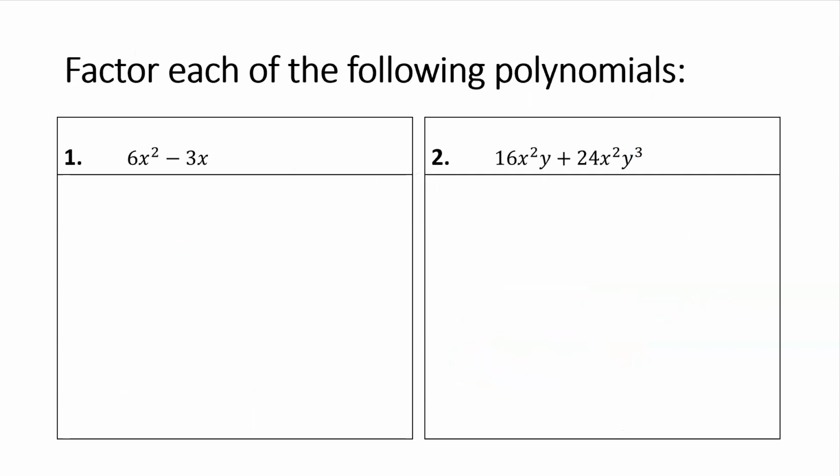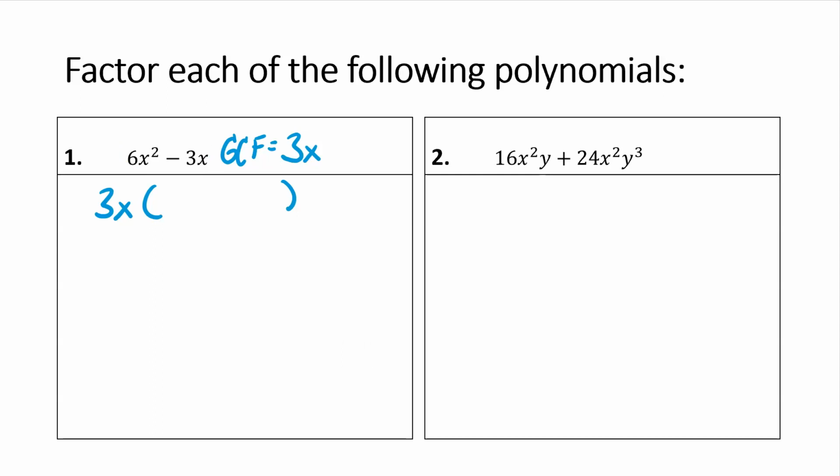6x squared minus 3x. Well, 6 is divisible by 3, and 3 is divisible by 3. x squared is divisible by x, and x is divisible by x. So our greatest common factor is 3x. So we'll take that greatest common factor, the 3x, set up a pair of brackets, and think about what expression we can write here in order to achieve our original expression, the 6x squared minus 3x.